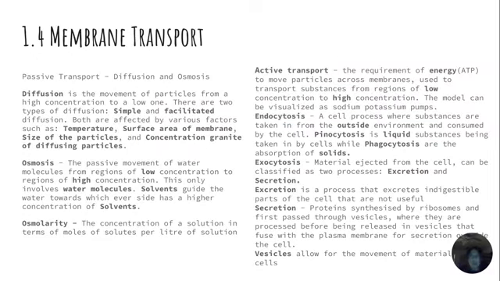1.4 membrane transport. We have two different types of transport: passive transport and active transport. Passive transport is classified into two things: diffusion and osmosis.